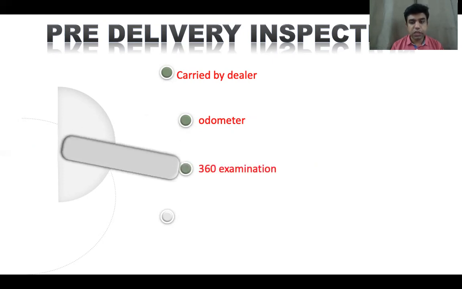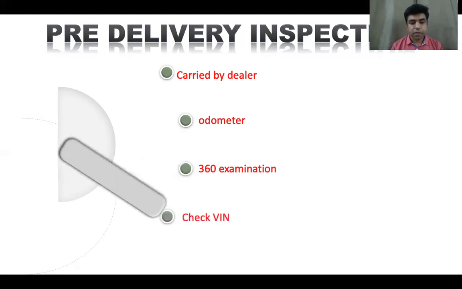Another thing is that the dealer needs to go for the 360-degree examination. That is an overall checking of the vehicle, just to check for dents, scratches, or any other thing, or for cleanliness purposes. Next is to check the vehicle identification number. Obviously, there is no number plate as it is a new vehicle, so we need to rely on this VIN number itself, to see that the car promised to the customer is being delivered or not.